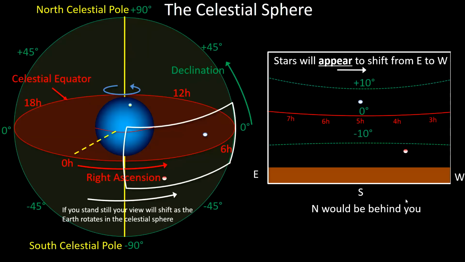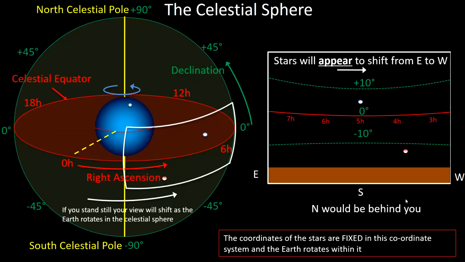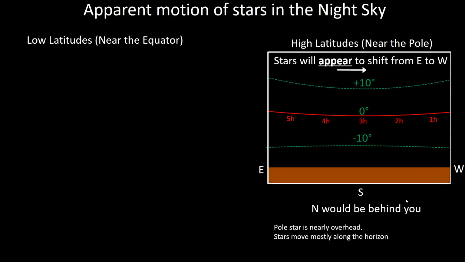Right, okay, so that's the basic idea of right ascension and declination and how the system works. Just to clarify again then, the coordinates of the stars are fixed in this system and the Earth rotates within the system. Okay, so let's have a look at the difference then between what it looks like at high latitudes near the pole and at low latitudes near the equator. Just in case you get given a picture and it looks unfamiliar.